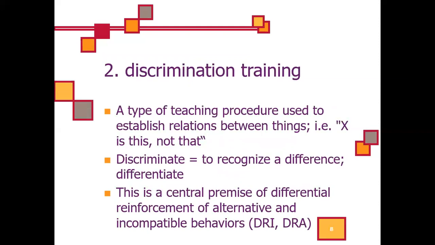Then we come to discrimination training. Discrimination training is a fancy way of saying pick this and not that, or say this and not that. So you put a picture of a car on the table and you want the kid to say car and not truck. We want them to recognize the difference, to differentiate. This is the central premise of differential reinforcement of alternative and incompatible behaviors. Those are the two things that I probably use the most.